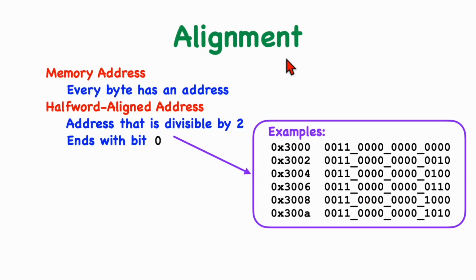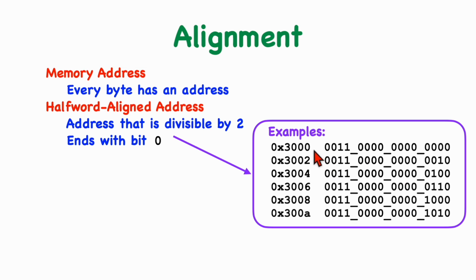Now let's define alignment and describe what it means for a memory address to be properly aligned. Nowadays, pretty much every computer has byte addressable memory. That means that every byte in the memory has a unique address, and every address corresponds to a byte. So we can define a half-word aligned address as an address that is evenly divisible by 2. That is, it's even. And here are some examples, first expressed in hex and then in binary.